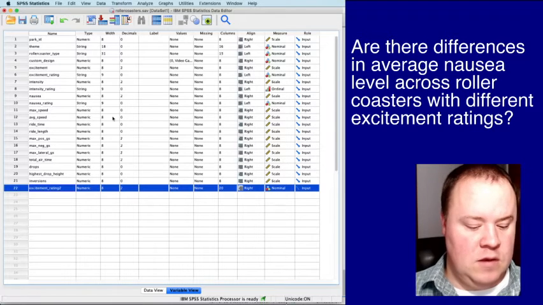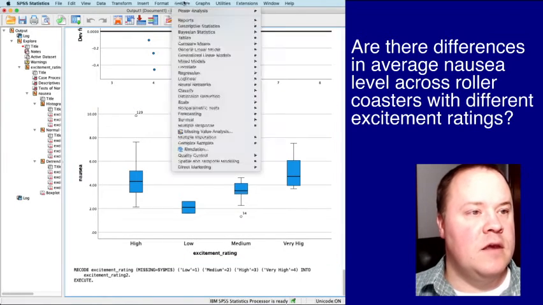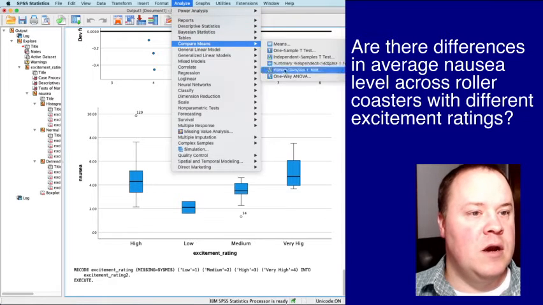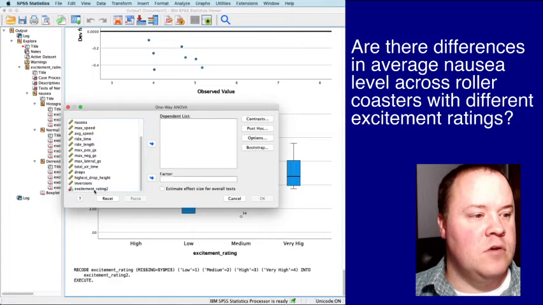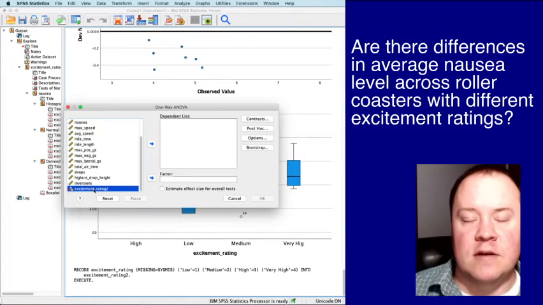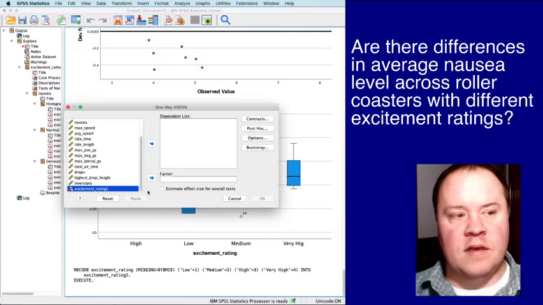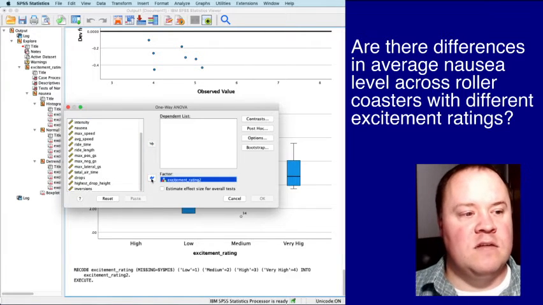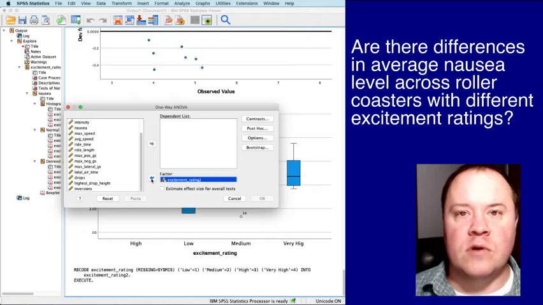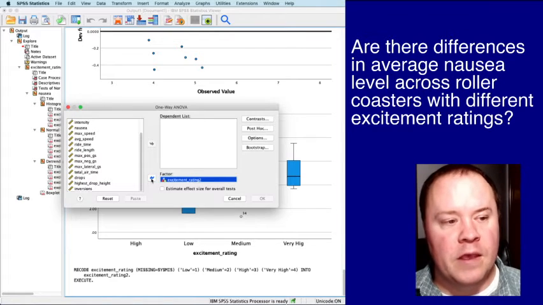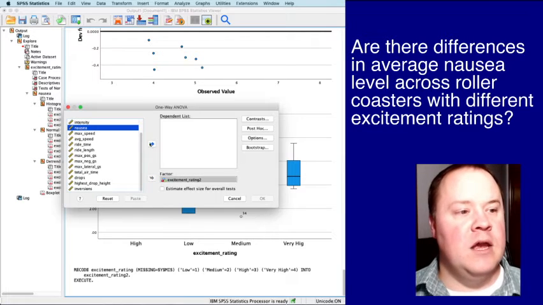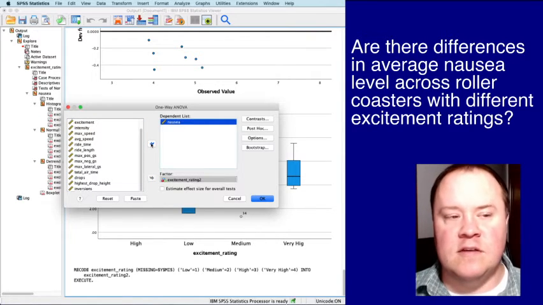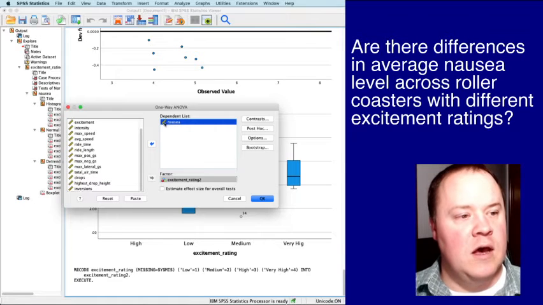Okay, so then if we go back here, we can go to analyze, compare means, one-way ANOVA, and if you scroll to the bottom, you'll see our new variable there listed. And we want this to be the factor. In SPSS, when we think of the word factor, we're thinking of grouping variable. That is what the factor is telling us about. And of course, we're comparing nausea levels across these excitement ratings. So we want nausea as the continuous variable in our dependent list.